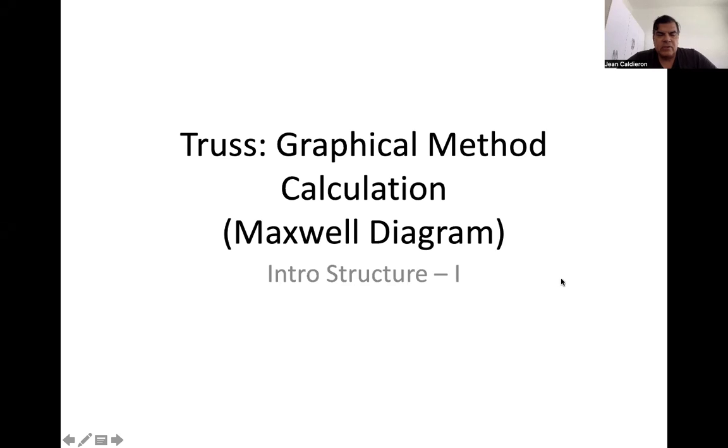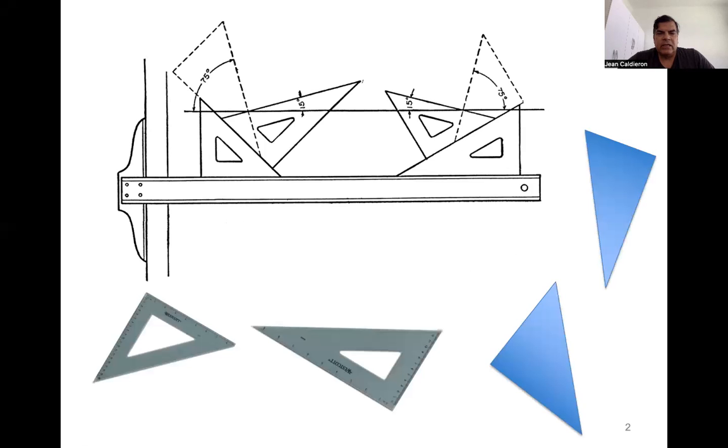In this presentation, we will speak about the graphic method calculation that is also called the Maxwell diagram. The big advantage of this particular method is that we can use the skill of what architects do the best, that is to draw. Instead of doing calculations, you will need to use all these tools in order to make the diagram. Please make sure that you make the diagram on a big piece of paper and that you use the tools that are necessary to do it.